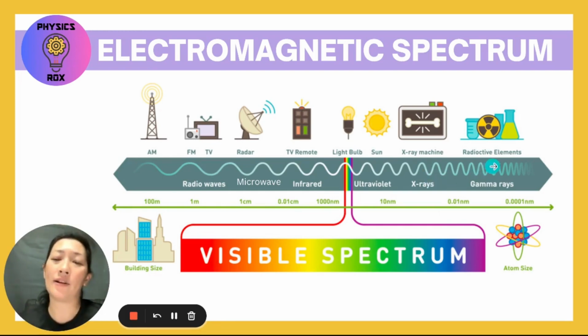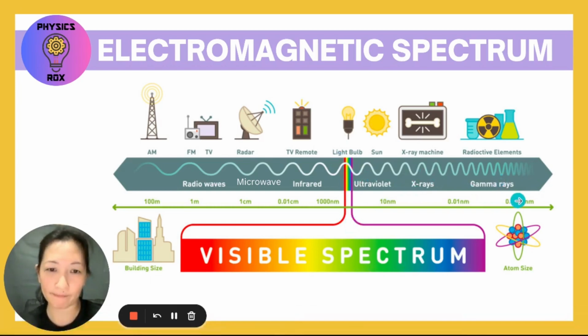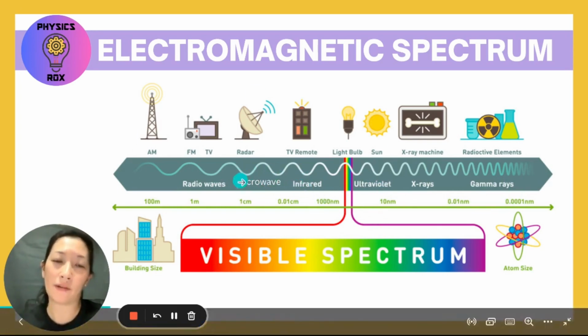So you can see here in the middle, this is the spectrum that's listed out. We have radio waves, microwave, infrared, the visible light spectrum, ultraviolet, X-rays, and gamma rays. If you're wondering how come the word microwave is written in a different font, well, that's because I added it. The original diagram did not have the word microwave.